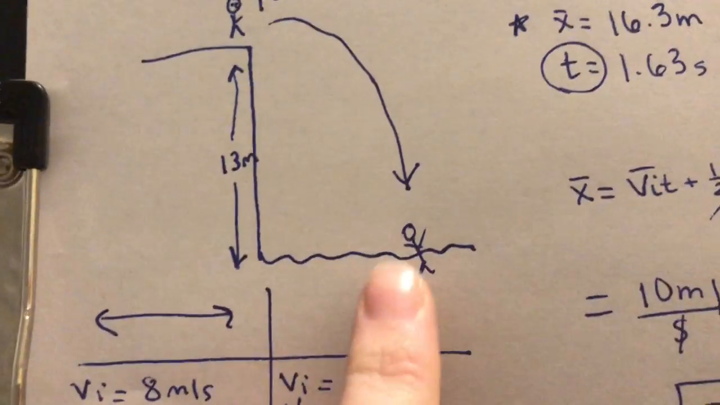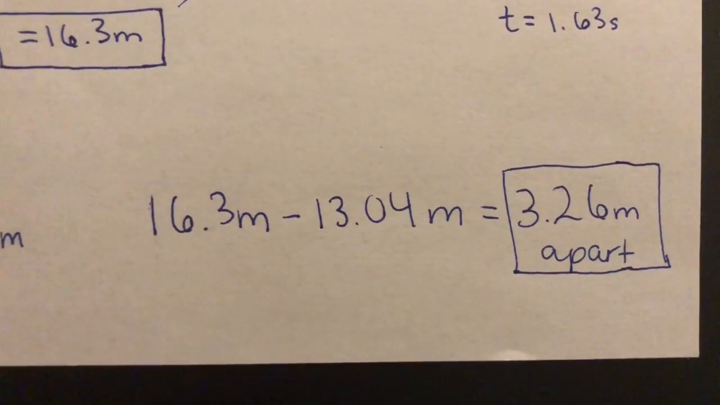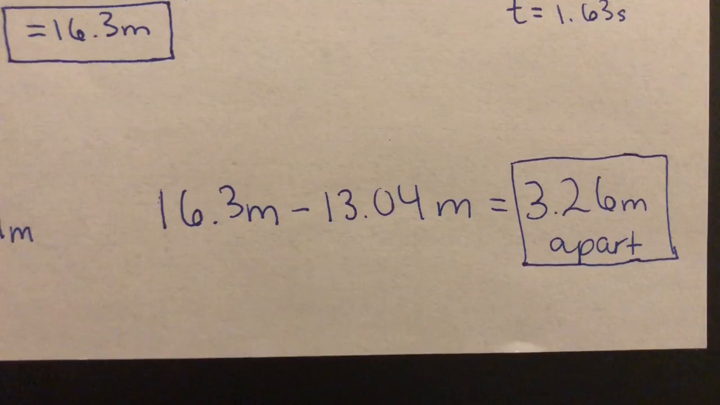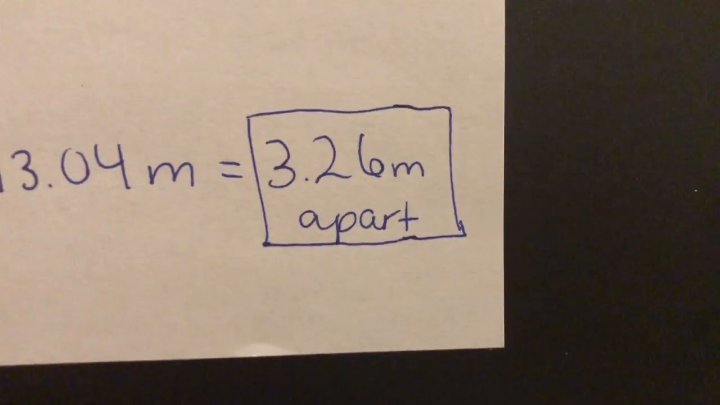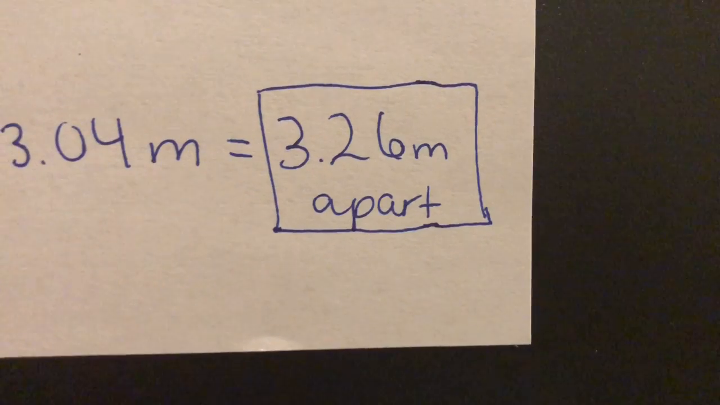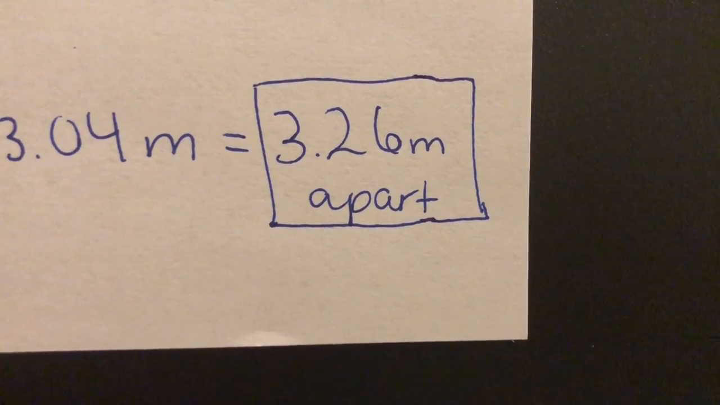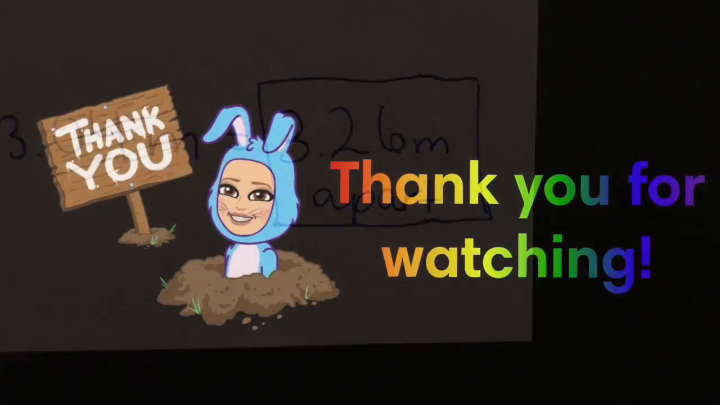Now, in order to find out how far apart they are, we want to subtract 16.3 meters minus 13.04 meters. This will come out to 3.26 meters, and this tells us how far apart they are in the water.